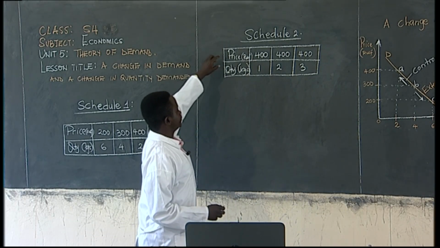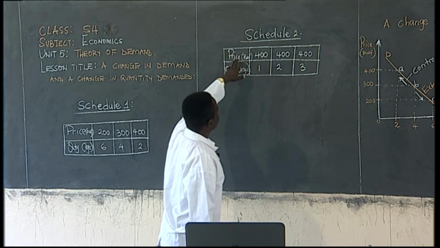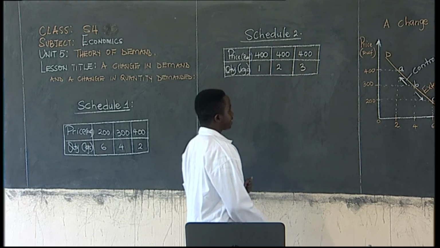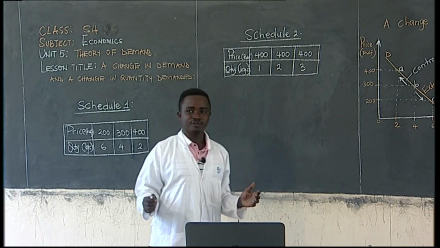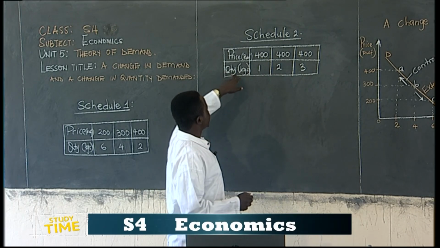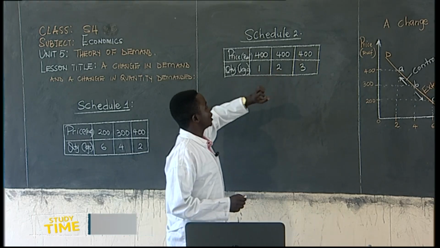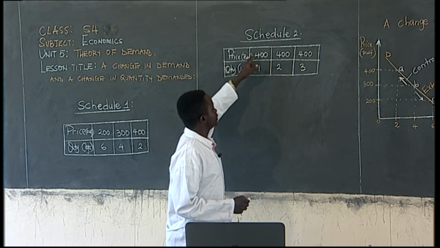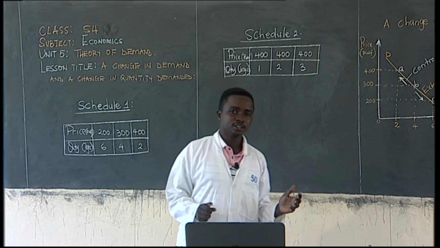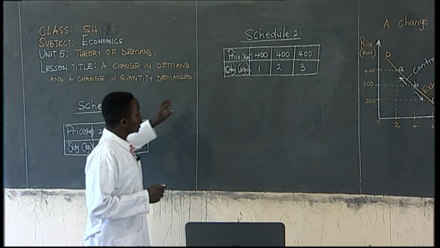So if you check our table number 2, and you check the row for prices, we have a constant price: 400, 400, 400. That is our constant price. But if you check the column for quantity demanded, the number of units that were consumed or demanded or bought at this constant price is not the same. It is changing. So I want you to get the difference between this table and the other one if you analyze them.